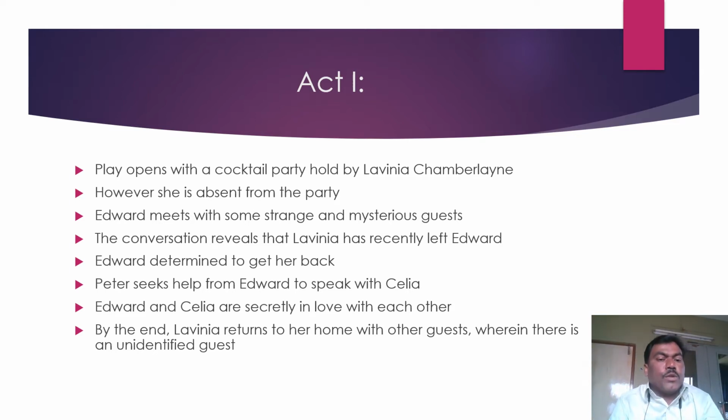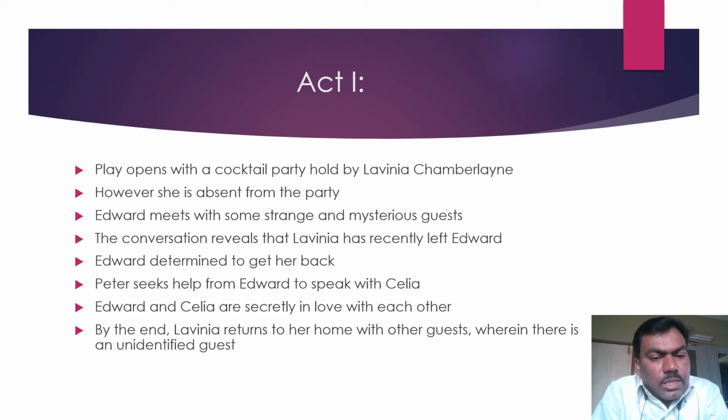When he leaves the room, there is an entry of Peter. Peter came there to express his feelings, that he was in love with Celia, and he wanted some assistance from Edward, because there was a little problem in the love relationship of Celia and Peter. So it was Edward who could help Peter, and that's why he was seeking help from Edward.